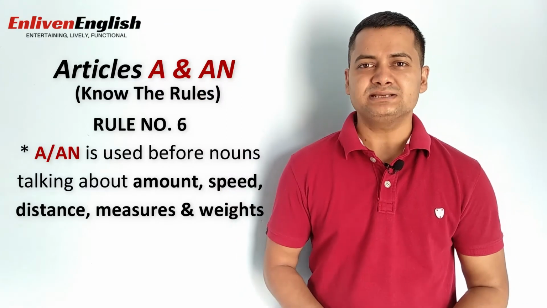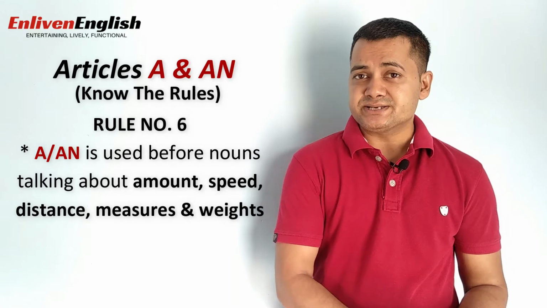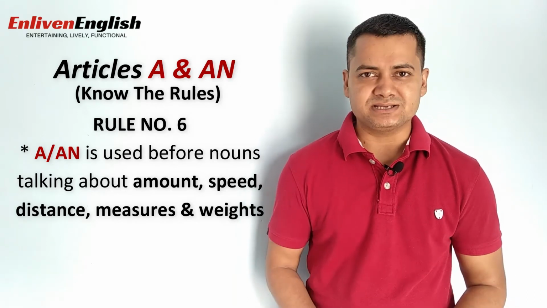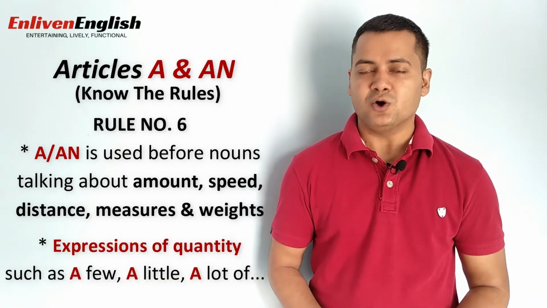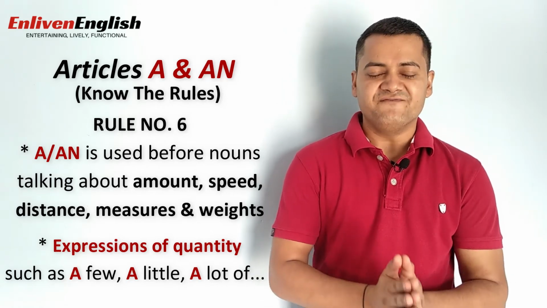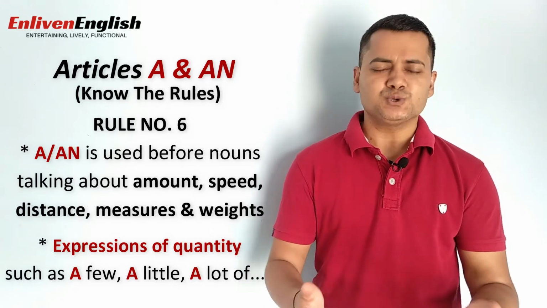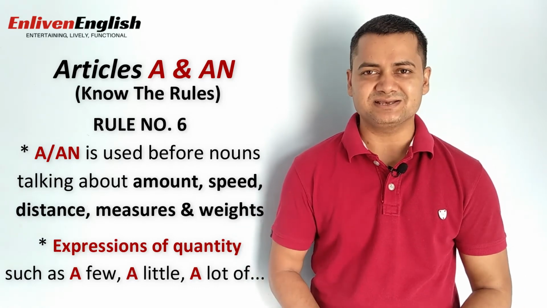A or an is used before nouns talking about amount, speed, distance, measures, and weights. Indefinite articles are also quite common in expressions of quantity, such as a few, a little, a lot of, a number of, and so on. Let's see some sentences.